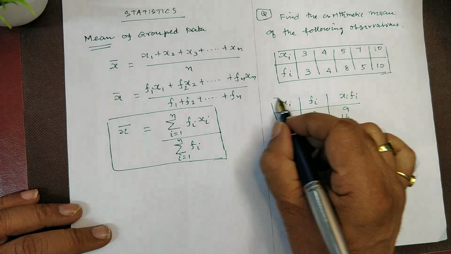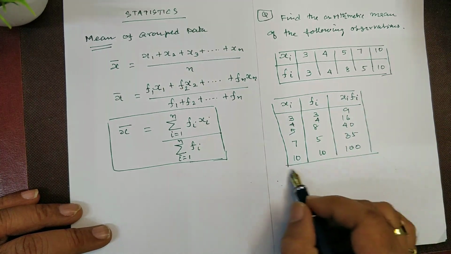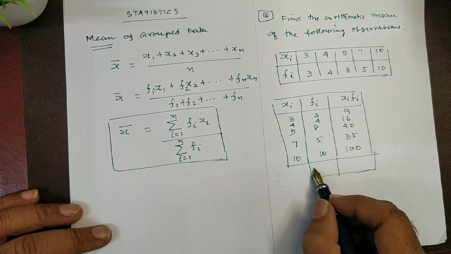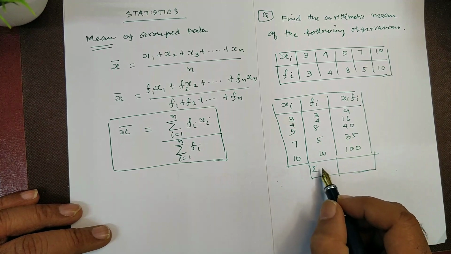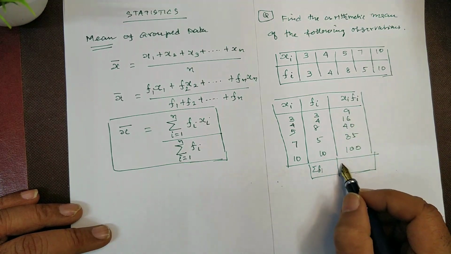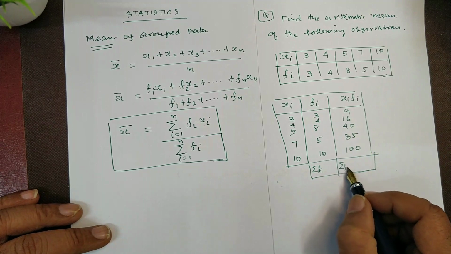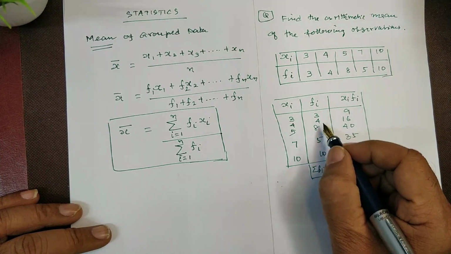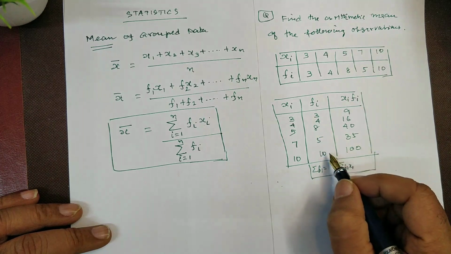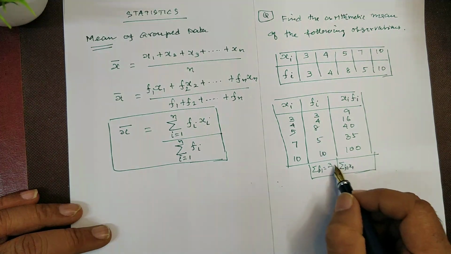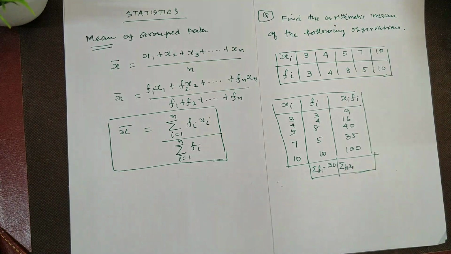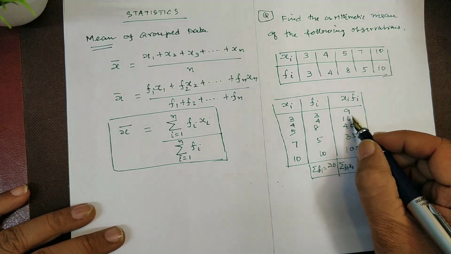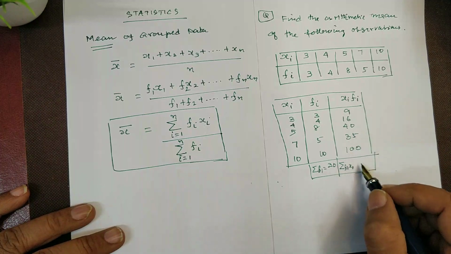So let us add. This represents the sum of fi, and this represents the sum of fi xi. What is this value? 3 plus 4 is 7, plus 8 is 15, 20, and then 30. And the sum of the last column: 9, 25, 65, 100, 200.